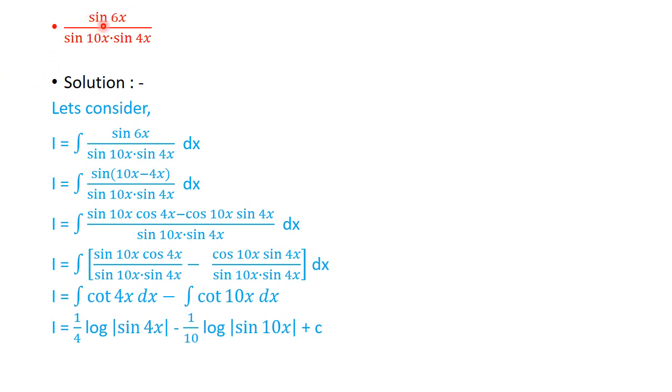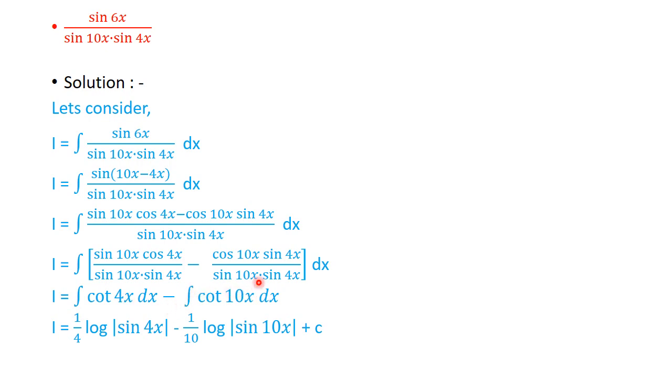Students, let us see one example. Sine 6x by sine 10x into sine 4x. Now here this 6x can be reduced to the form 10x and 4x. How can we reduce it? We can write 6x as 10x minus 4x. So it is of the form sine (a minus b), and this can be expanded as sine a cos b minus cos a sine b, denominator as it is. Now separating the terms, here sine 10x gets cancelled and here sine 4x gets cancelled.